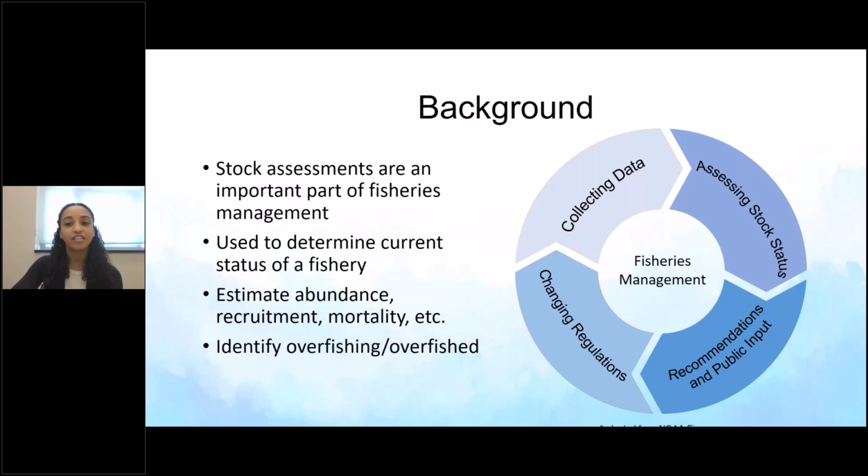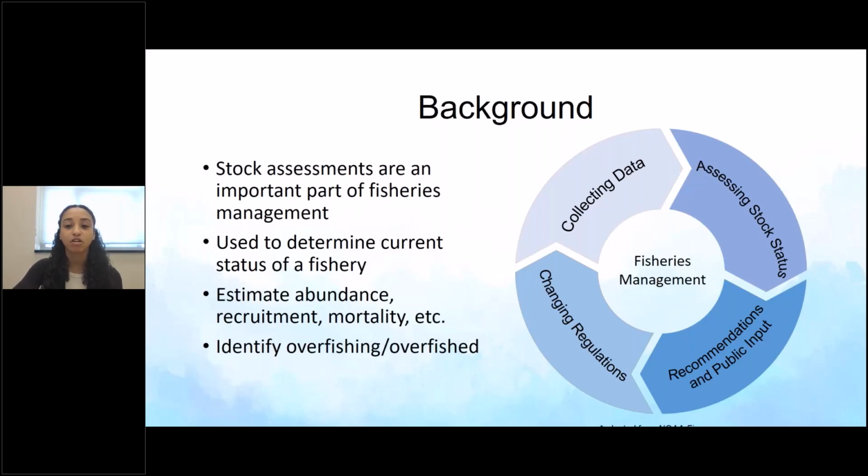So some background, in the United States, fisheries management can typically be thought of as the cyclical process that you see here on the right, where there is some method of data collection, which is used to develop quantitative models called stock assessments that help determine stock status. Then a series of management recommendations are proposed based on that assessment, and public input is sought out, and then management can determine if regulations should change or not, and then this cycle continues over and over again.